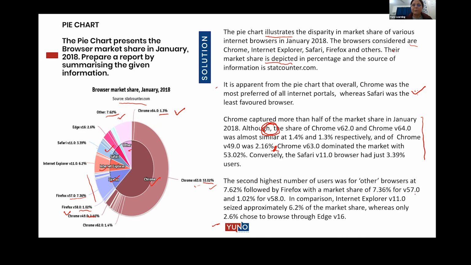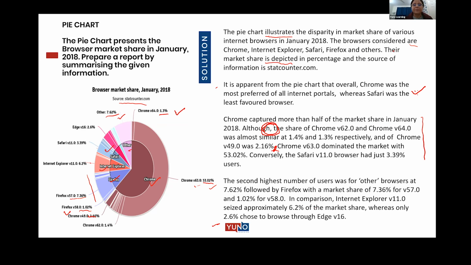For v57.0 and 1 point, like V is version, that's what it is. And 1.02% for version 58.0. That's how it is. Now the others are also there. So how do we mention those?